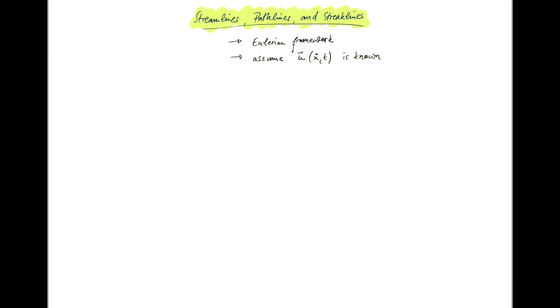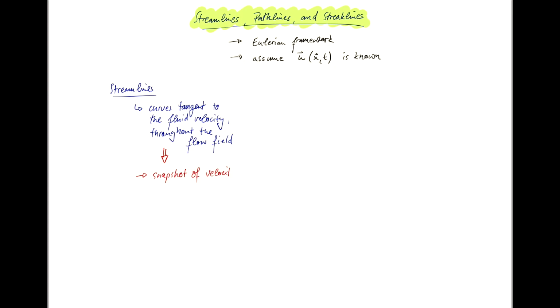So the first set of lines to define this field is the streamlines. The streamlines are curves that are always tangent to the fluid velocity throughout the flow field. And so in the case of an unsteady flow, the streamline picture changes continuously as the flow evolves. So every realization of a streamline picture is a snapshot of the velocity field at a given time. So it's an instantaneous picture.